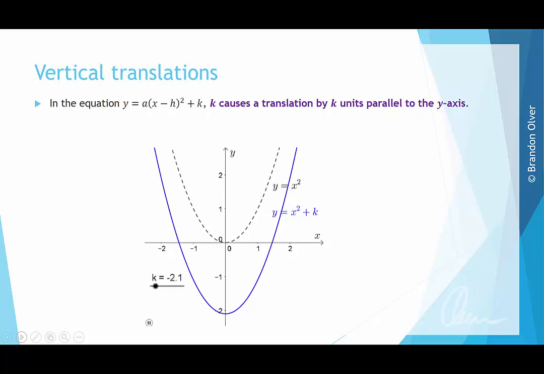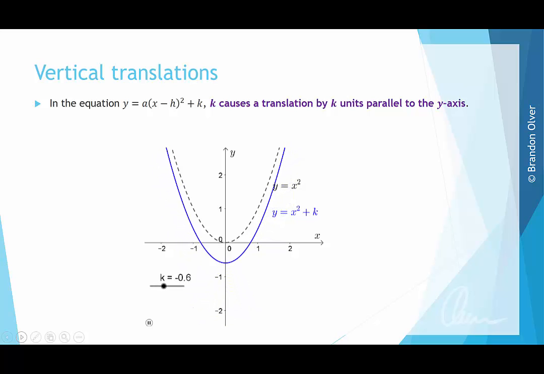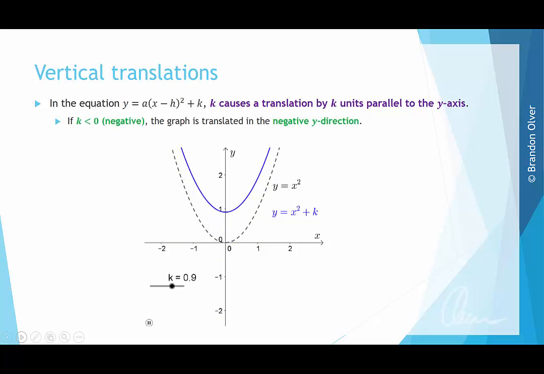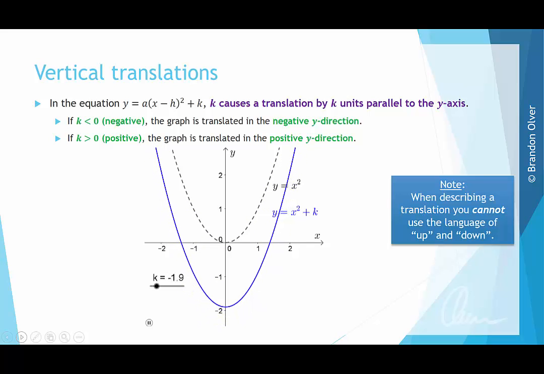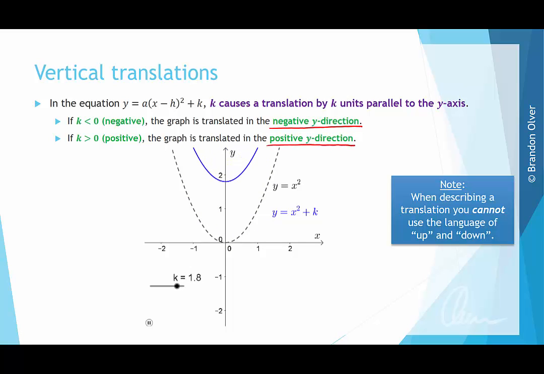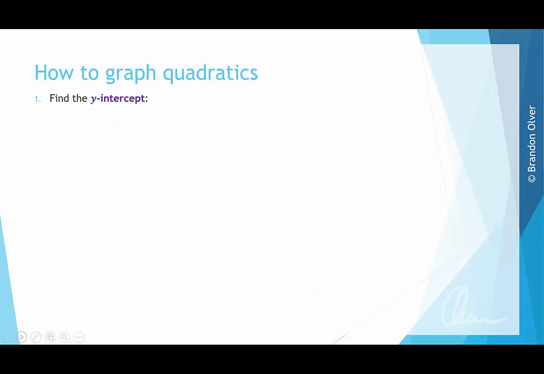In the same equation, the value of k causes a translation by k units parallel to the y-axis. If k is less than 0, so k is negative, the graph is translated in the negative y direction, which is down on the set of axes. And if k is greater than 0, making it positive, the graph is translated in the positive y direction, or up. So once again, when we describe a translation, we cannot use the language of up and down. Instead, we need to use the language of the negative y direction for down and the positive y direction for up. So if we want to graph a quadratic, we can use the following general method to do that.